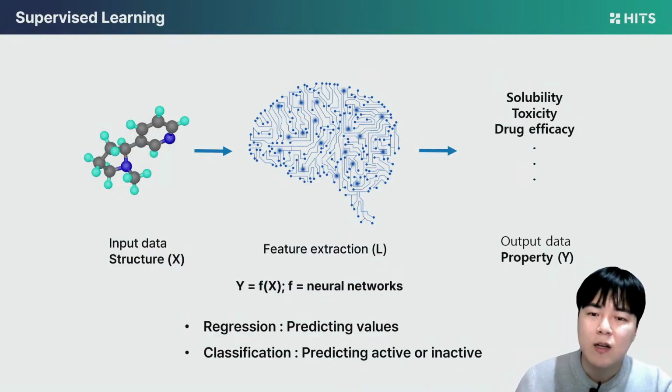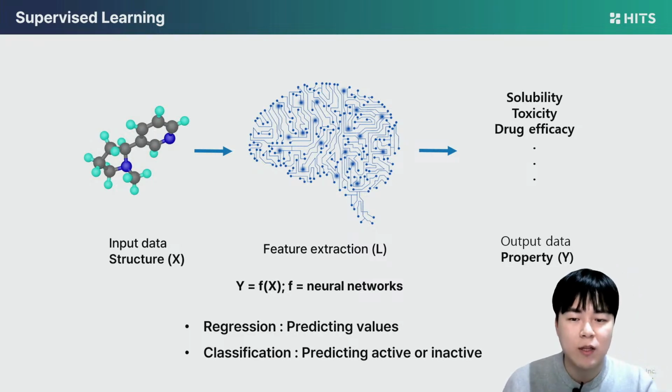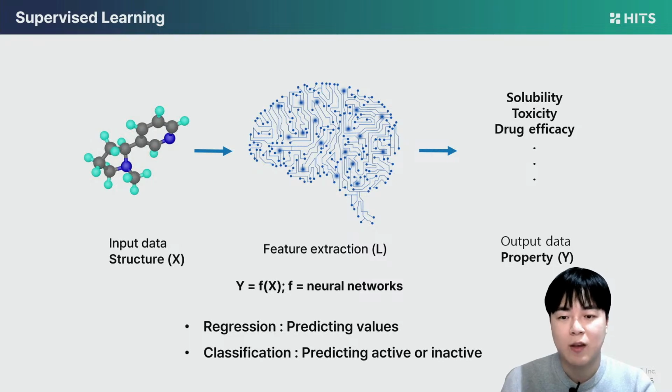For example, when we want to predict the properties of a drug, we might want to input the drug structure and get output related to properties such as toxicity, solubility, and the drug effectiveness. In these cases, the relationship between input and output is mostly complex nonlinear, so deep learning can approximate this complex relationship very precisely based on the data.